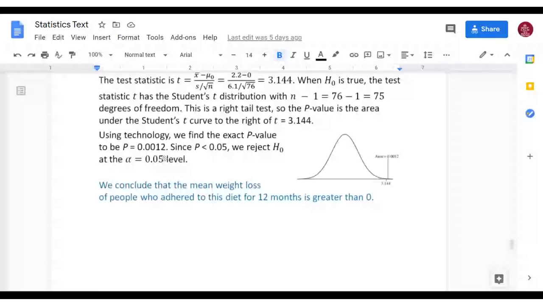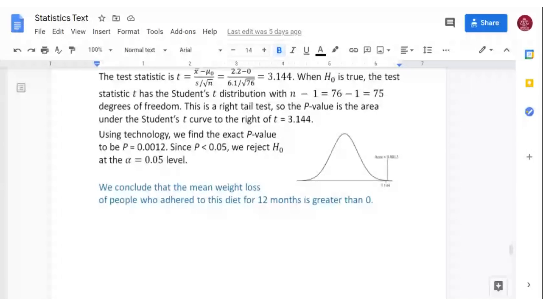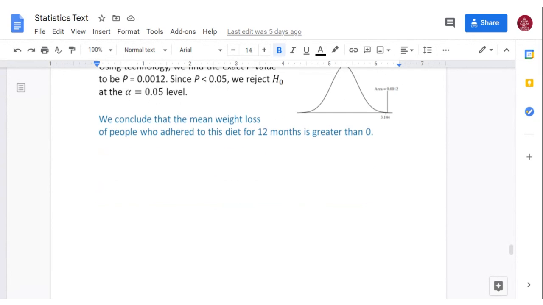So we reject the null hypothesis, meaning that we reject the claim that this diet does not work, because that p-value is smaller than 0.05. So we conclude that the mean weight loss of people who adhere to this diet for 12 months is greater than 0 pounds, so that it worked.